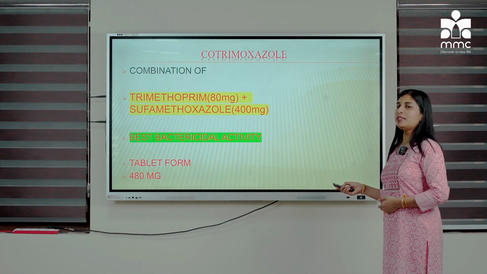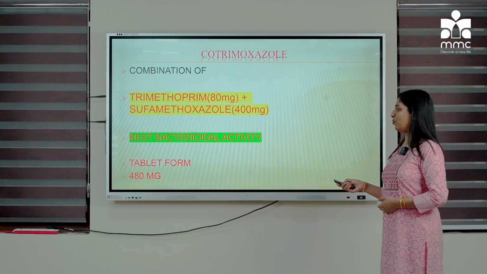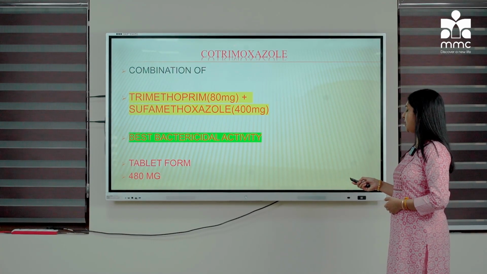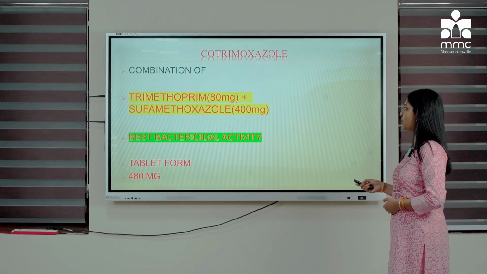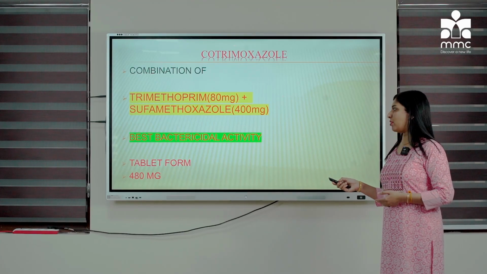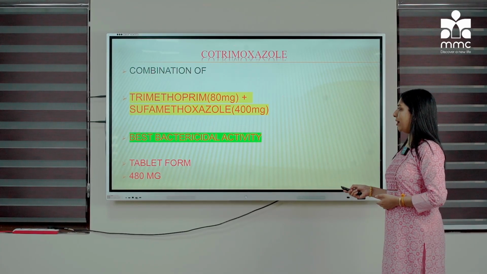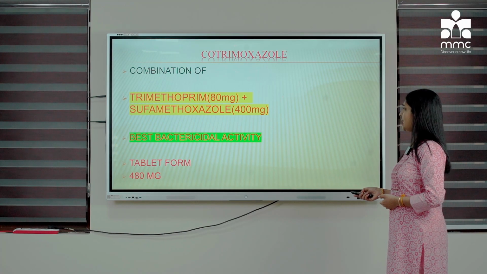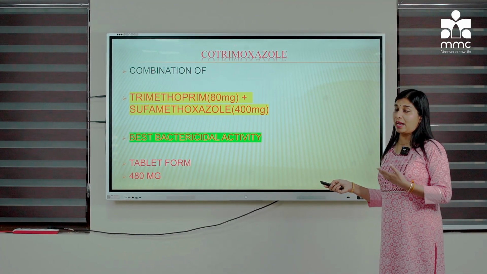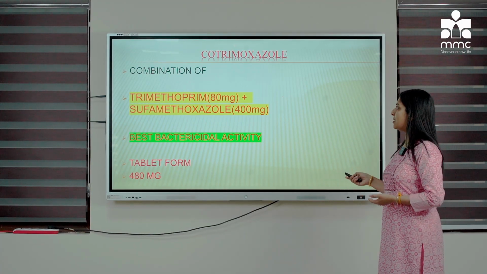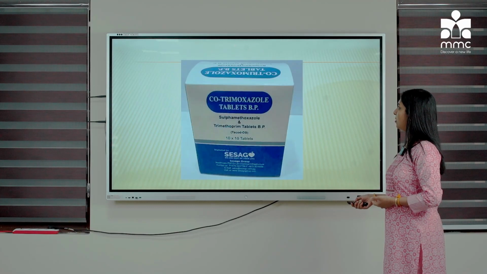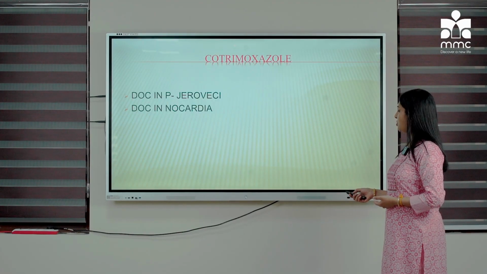It is available in tablet form, usually 480 mg. You can see the combination: trimethoprim contains 80 mg and sulfamethoxazole contains 400 mg. So it is usually in a 1:5 ratio and available in tablet form. As we have discussed before, the individual effect only gives bacteriostatic activity. When combined, we get bactericidal activity. So these are the images.